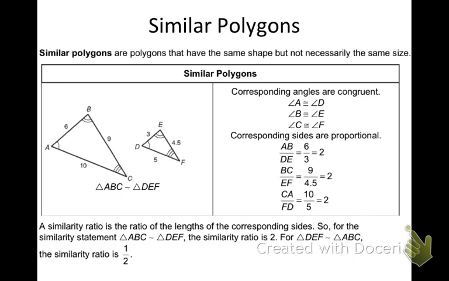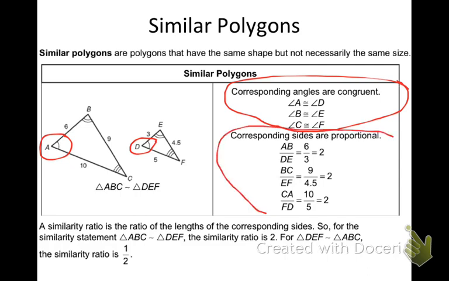Okay. Similar polygons. Corresponding angles are congruent. So corresponding angles are the same. Recognize they are denoted as such. They're just denoted that they're the same. Okay, so in order to be similar, the angles have to be the same. The sides have to be proportional. Now, proportional means they have the same ratio.